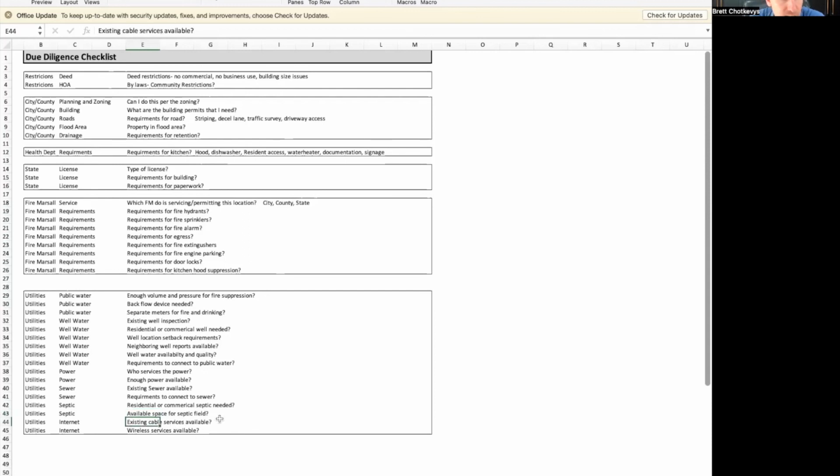Let's see. And then let's talk about internet or cable, right? Is there existing cable? Is it currently there under the ground? Does your neighbor have cable? So if it's not available, how far away is it, and can you get it to you? If you can't get it to you, are there wireless services available? And I know some of these companies like T-Mobile and some other places where you can get this little tower and you just plug it in. It's based on cellular.